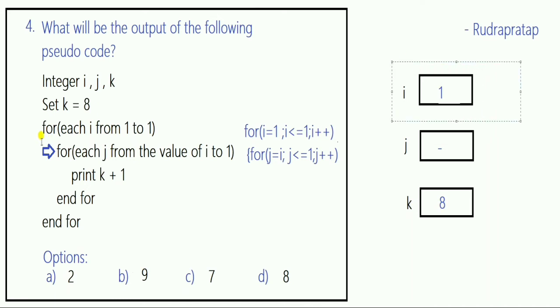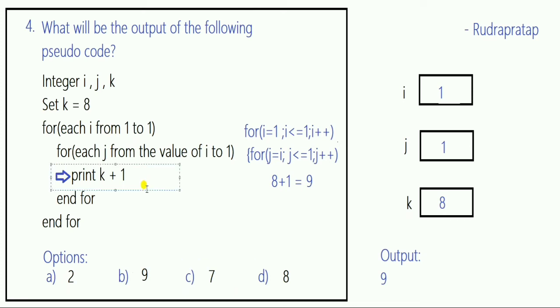and after that we have inner for loop which says for each j from the value of I to 1, which means initial value of j depends on I. And after that it will check j is less than equal to 1, j plus plus. And after that we have print statement which says print k plus 1. Value of k is 8, 8 plus 1 is 9, and this code will print 9 as output.